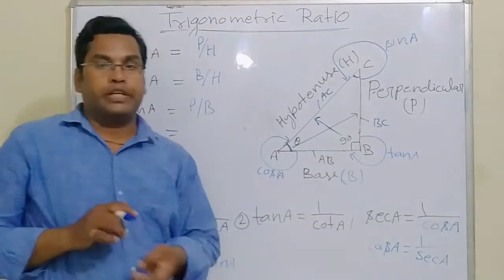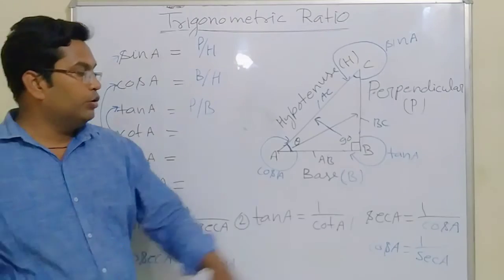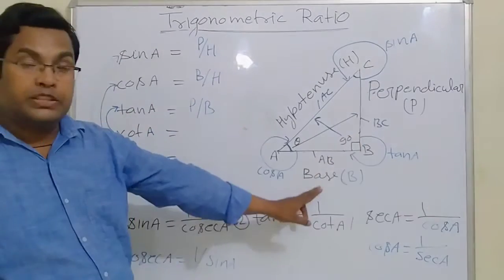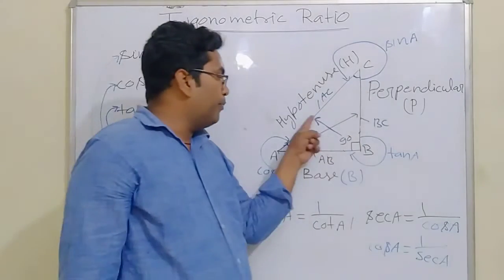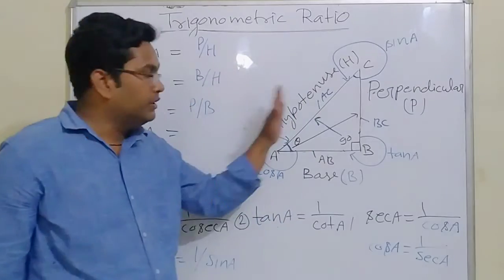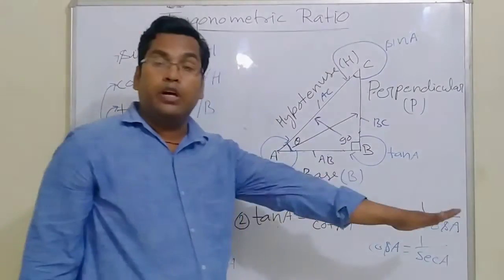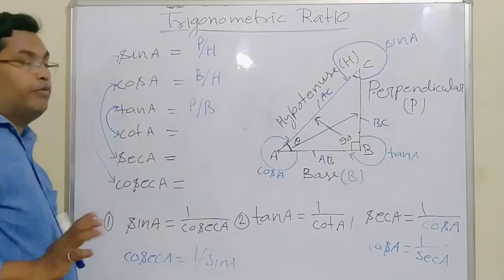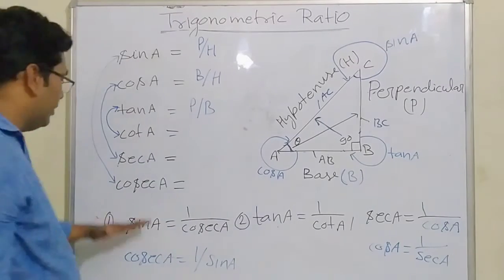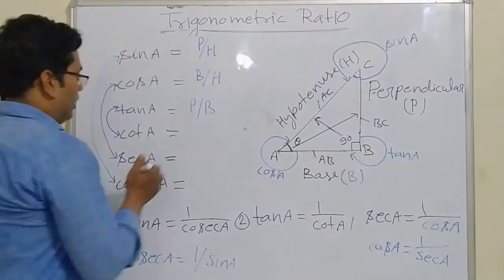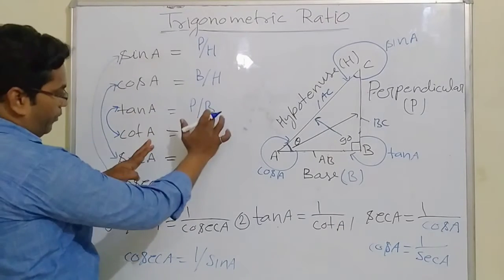So this is the basic concept of trigonometry. Trigonometry uses a right angle triangle in which there are three sides: perpendicular, hypotenuse and base. The side which is in front of the 90 degree angle is the hypotenuse, the perpendicular is the side in front of the angle, and the remaining one is the base. There are 6 trigonometric ratios, 3 are direct pairs and 3 are opposite pairs.